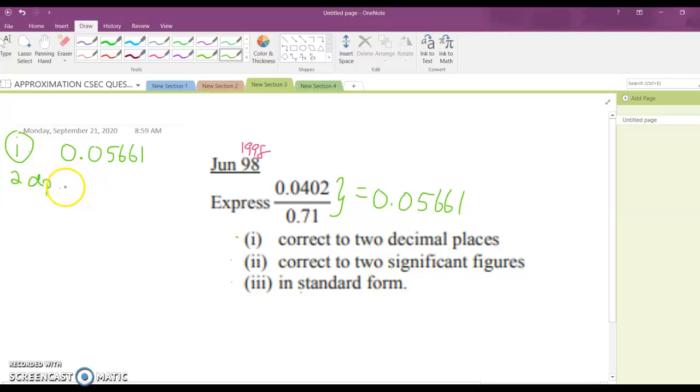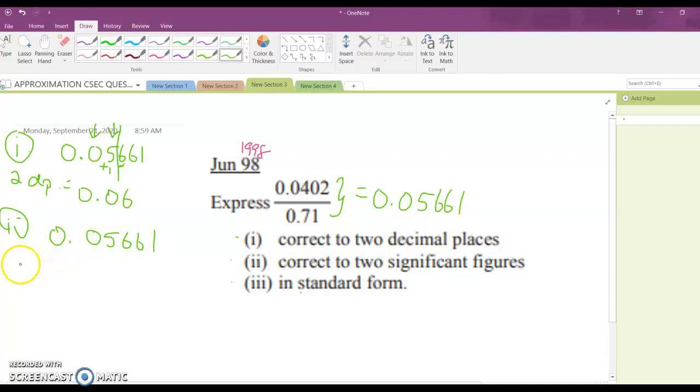So to 2 decimal places, 0 is my first decimal place, 5 is my second decimal place. You draw a line, the number right after the line is greater than 5, so you add 1. So we get 0.06.